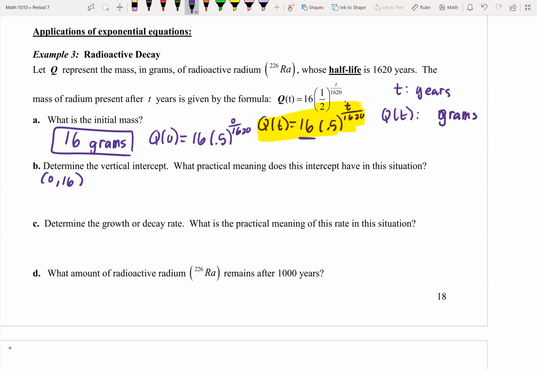So what does that mean? I'm going to say there are 16 grams of radium. This is awkward at 0 years, at 0 time. That's awkward. Like, it's credit because you get it, but it's so awkward. What else could you say? When those years have passed. At the beginning, how about this? Someone shouted this out yesterday. Initially. Right?